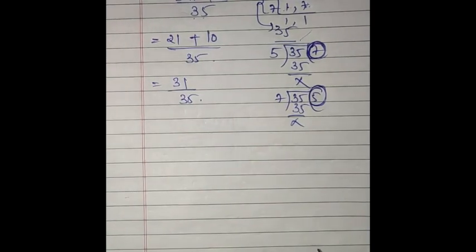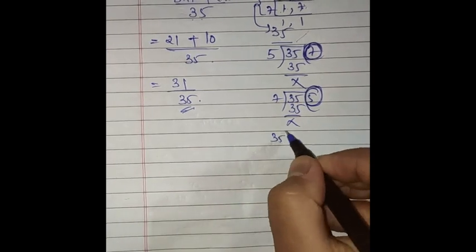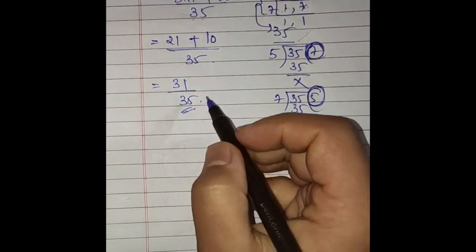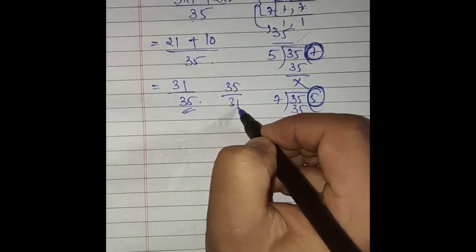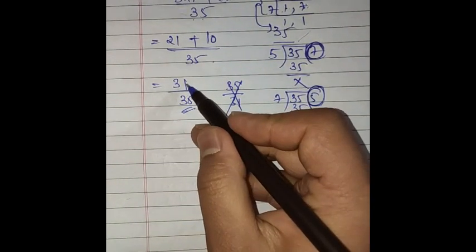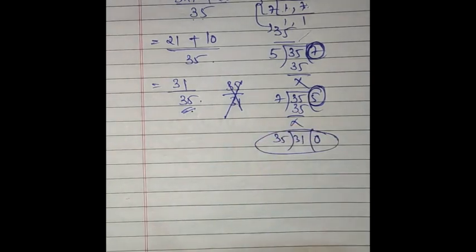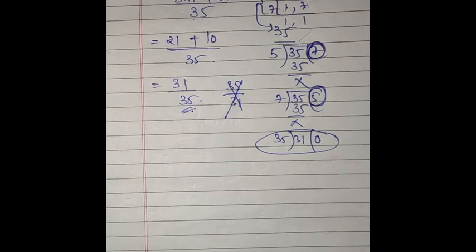So it's better you don't take out the mixed fraction, because when you divide 31 by 35, it will come 0. So if suppose you have 35 by 31, then you can take out the mixed fraction. But here the numerator is smaller and the denominator is bigger, so you cannot take out the mixed fraction of this form. Alright, so let us solve the next one.